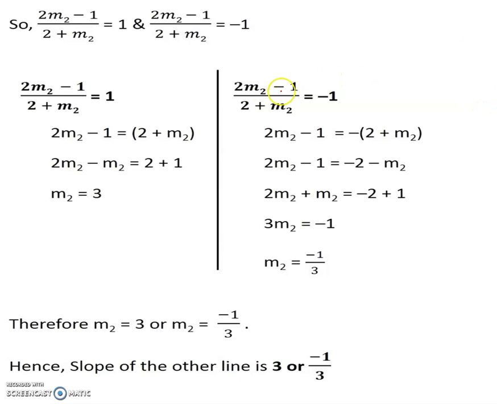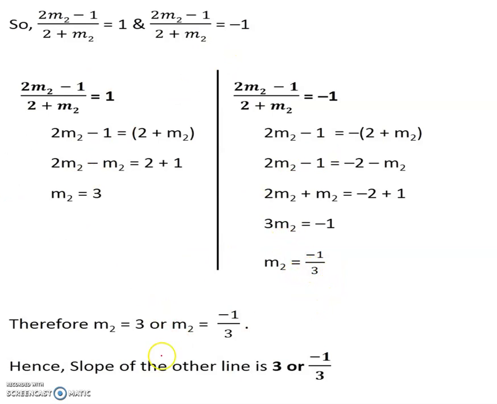Second one, 2m2 minus 1 upon 2 plus m2 is equal to -1. So 2m2 minus 1 is equal to minus of 2 plus m2. The minus sign is multiplied into the bracket. That's why 2m2 minus 1 is equal to -2 minus m2. 2m2 plus m2 is equal to -2 plus 1. -2 plus 1 gives -1. So m2 is equal to -1 upon 3.